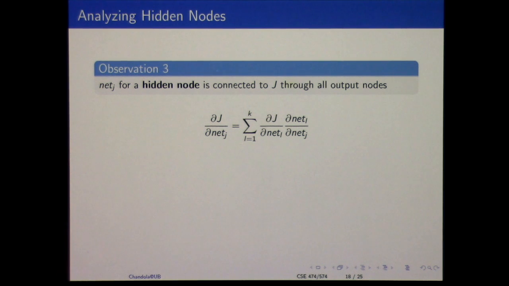So which means that if you want to compute the partial derivative of J with respect to any net j, that will be a summation over all output units, because the j is connected to net L's, right?